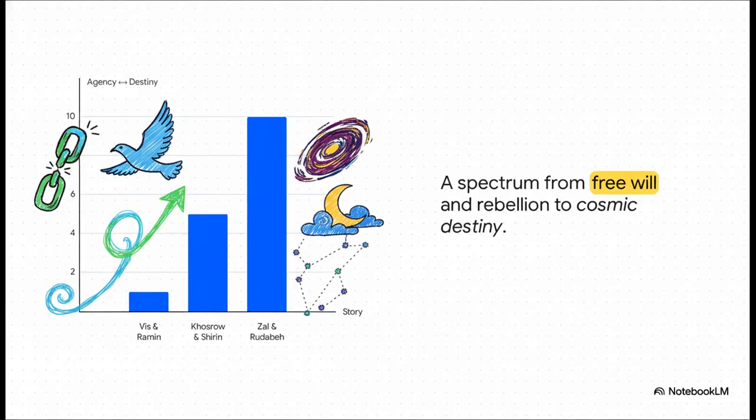Or think about that constant push and pull between our own choices and our destiny. On one end, you have Vis and Ramin, a love driven almost entirely by free will and rebellion. And then, at the complete opposite pole, there's Zal and Rudabeh, whose love is basically guided by a pre-written cosmic script. Most stories, and hey, maybe our own lives, fall somewhere in between.